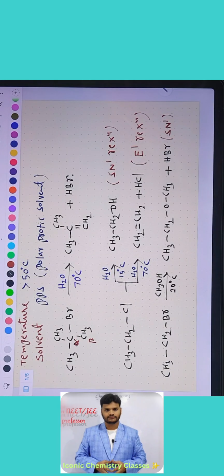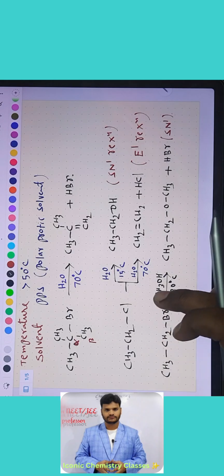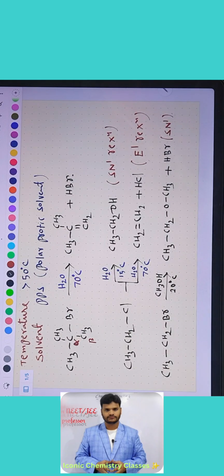Next, one more example. CH3CH2Cl reacts with water at 15 degrees Celsius. Here 70 degrees Celsius. Actually, the difference between E1 and SN1 is only temperature. Greater than 50 degrees Celsius means E1 reaction. Below 50 degrees Celsius means SN1 reaction. Clear na? Generally, SN1 means room temperature like that.